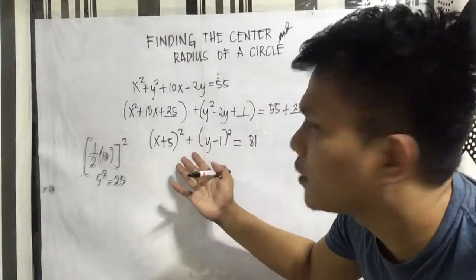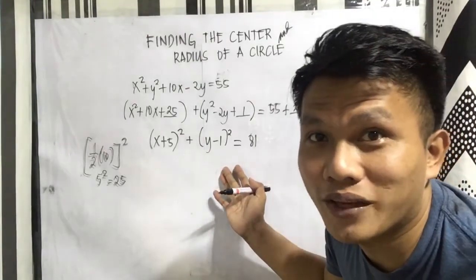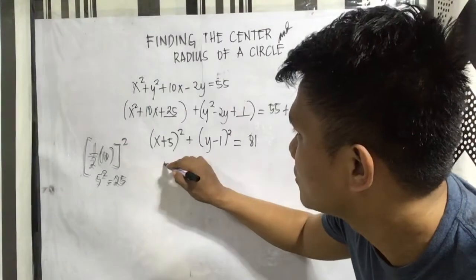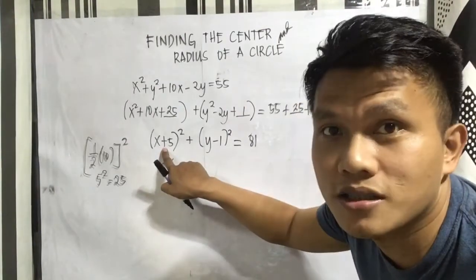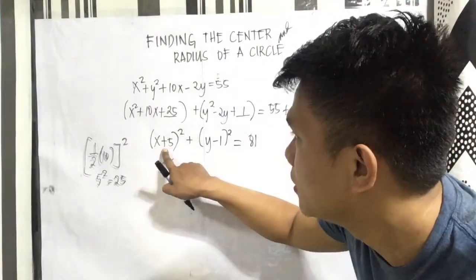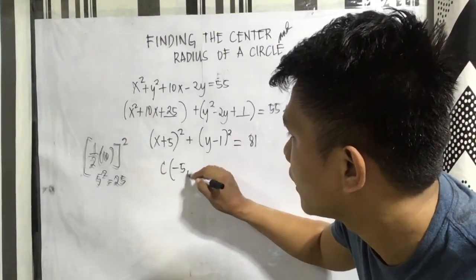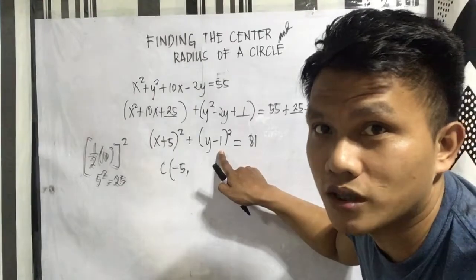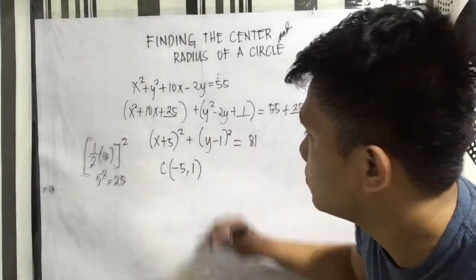So we have now the center radius form. Then we can now easily identify where is the center of the circle. So the center of the circle, since this is positive, ito ay positive, then this will become negative 5. In the other one, this is negative 1. Its opposite, that will be positive 1.